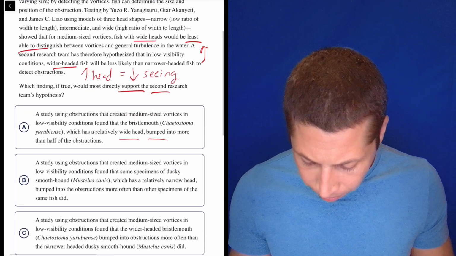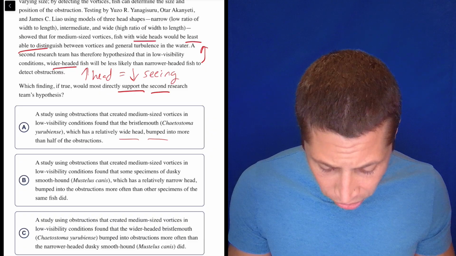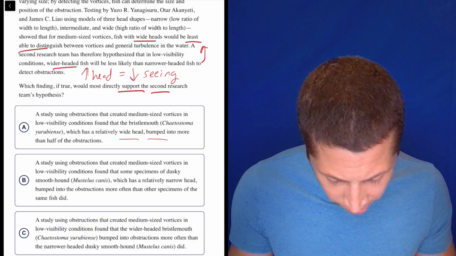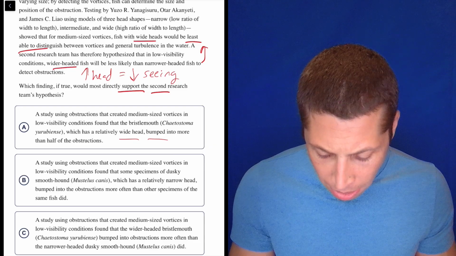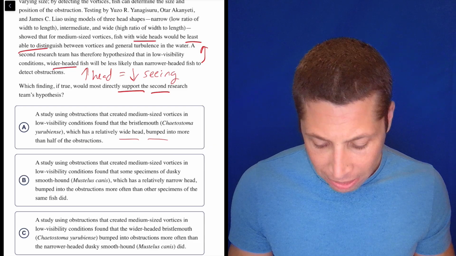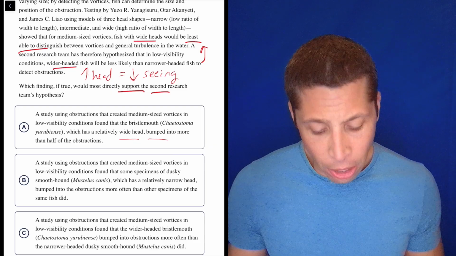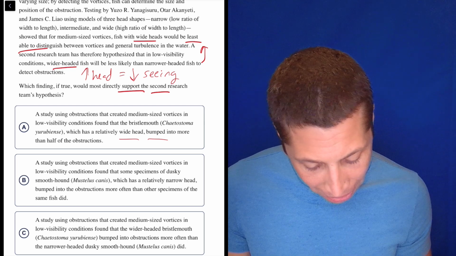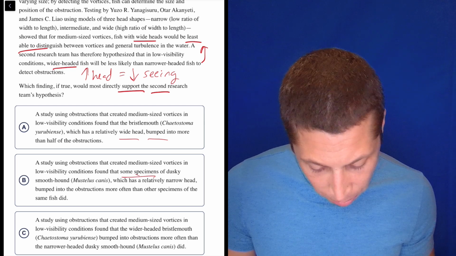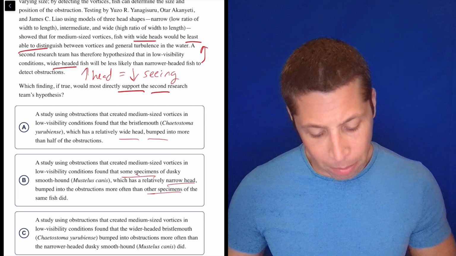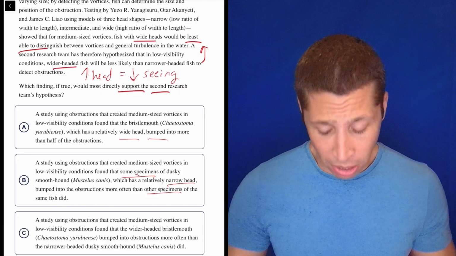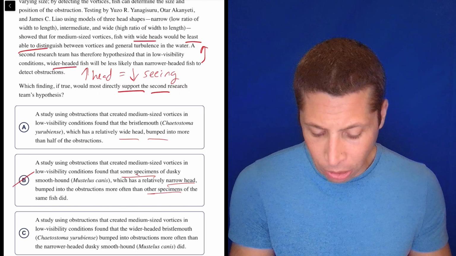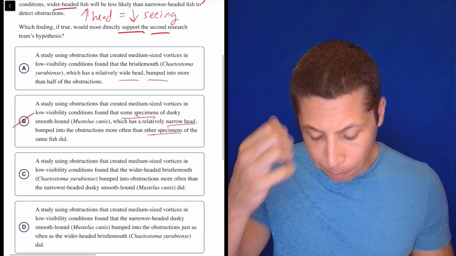Let's look at B. A study using obstructions that created medium-sized vortices in low visibility conditions found that some specimens of dusky smoothhound, which has a relatively narrow head, bumped into the obstructions more often than other specimens of the same fish. Well, here they're making it really explicit that we're only talking about one type of head, right? This is some specimens of the narrow head to other specimens. I want to compare the different head shapes. I don't care about different fish. So yeah, this is definitely wrong. And I'm pretty sure now that A is wrong too, but let's keep going.